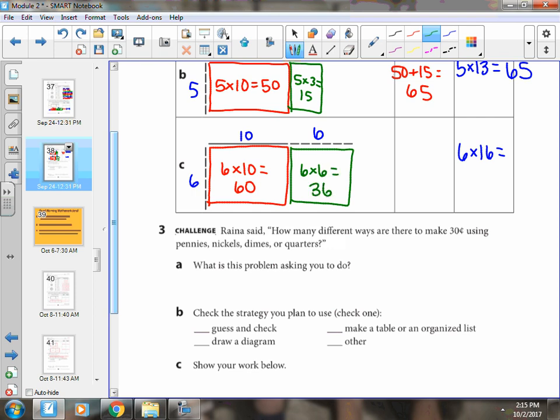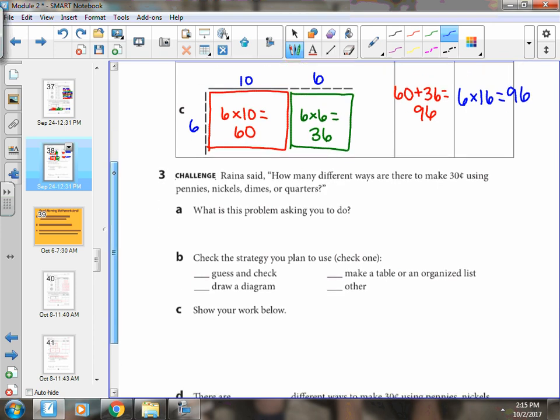To get the whole answer, I'm going to add the areas together. 60 plus 36 equals 96. So the answer to 6 times 16 is 96. So we'll move into other ways of multiplying, but this is a great visual way as we just begin our exploration into multiplication.